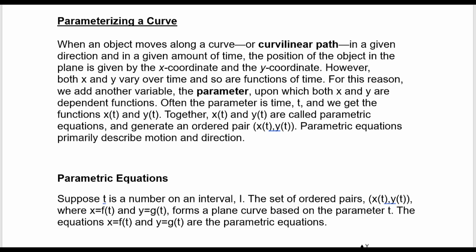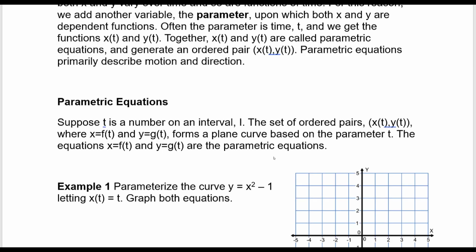In this case, time is one example. For this reason, we add another variable, the parameter, upon which both x and y are dependent functions. Often the parameter is time, t, and we get the functions x of t and y of t. Together, x of t and y of t are called parametric equations and generate an ordered pair, x of t comma y of t. Parametric equations primarily describe the motion and direction.